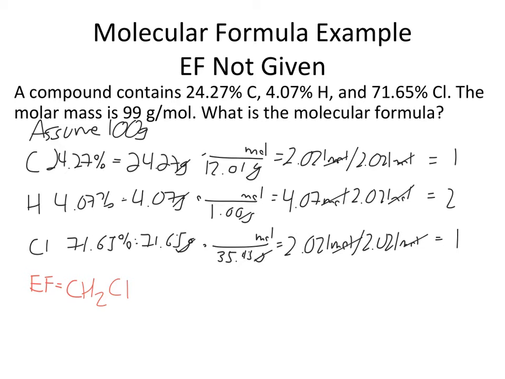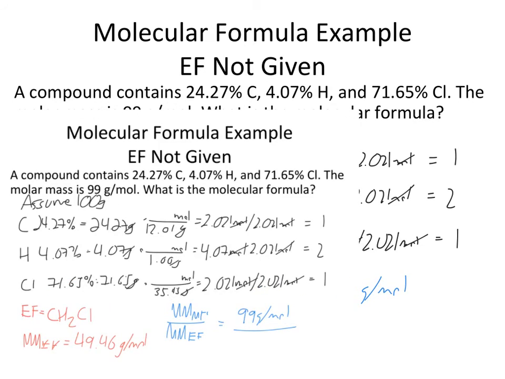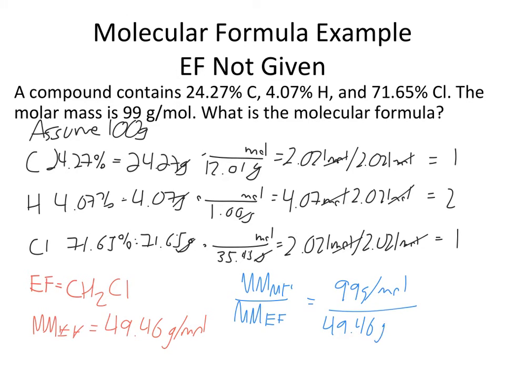Great. So now we have to figure out what the molar mass of our empirical formula is. Just like we've done before, we find it through the periodic table, and we have 49.46 grams per mole. So that's the molar mass of our empirical formula. To figure out our multiplying factor, we look at the molar mass of our molecular formula divided by the molar mass of our empirical formula. This value is 99 grams per mole, and this value is 49.46 grams per mole. If we divide this out, we get a factor of 2.